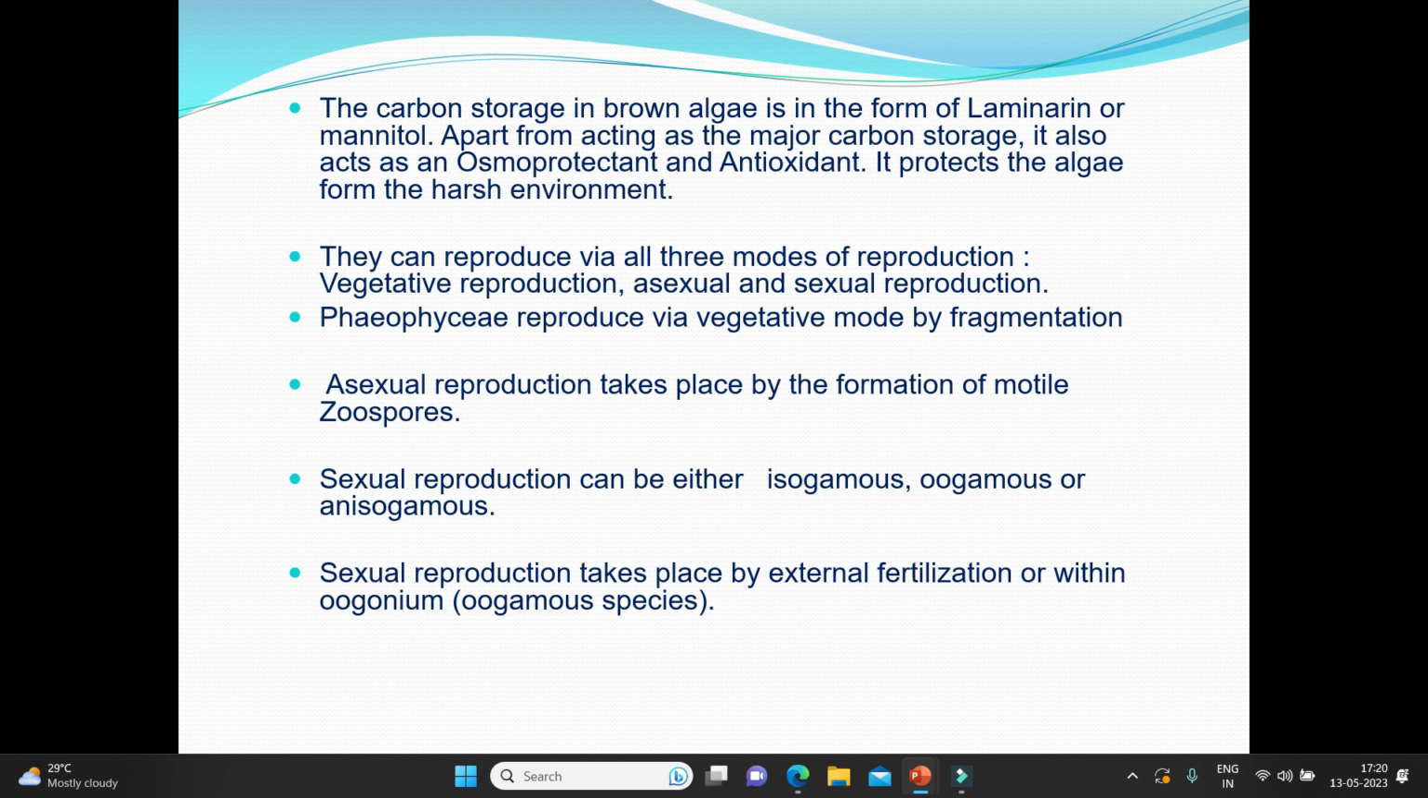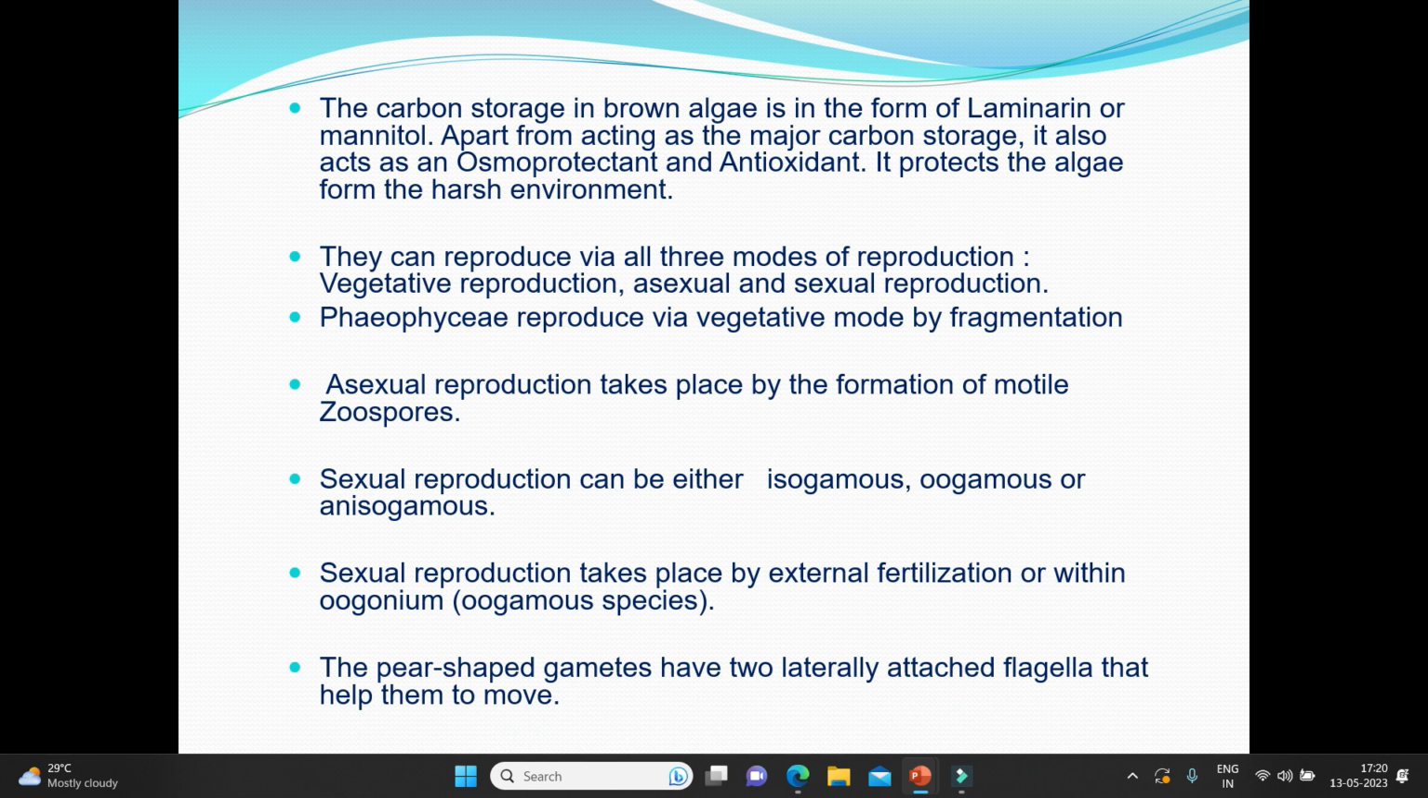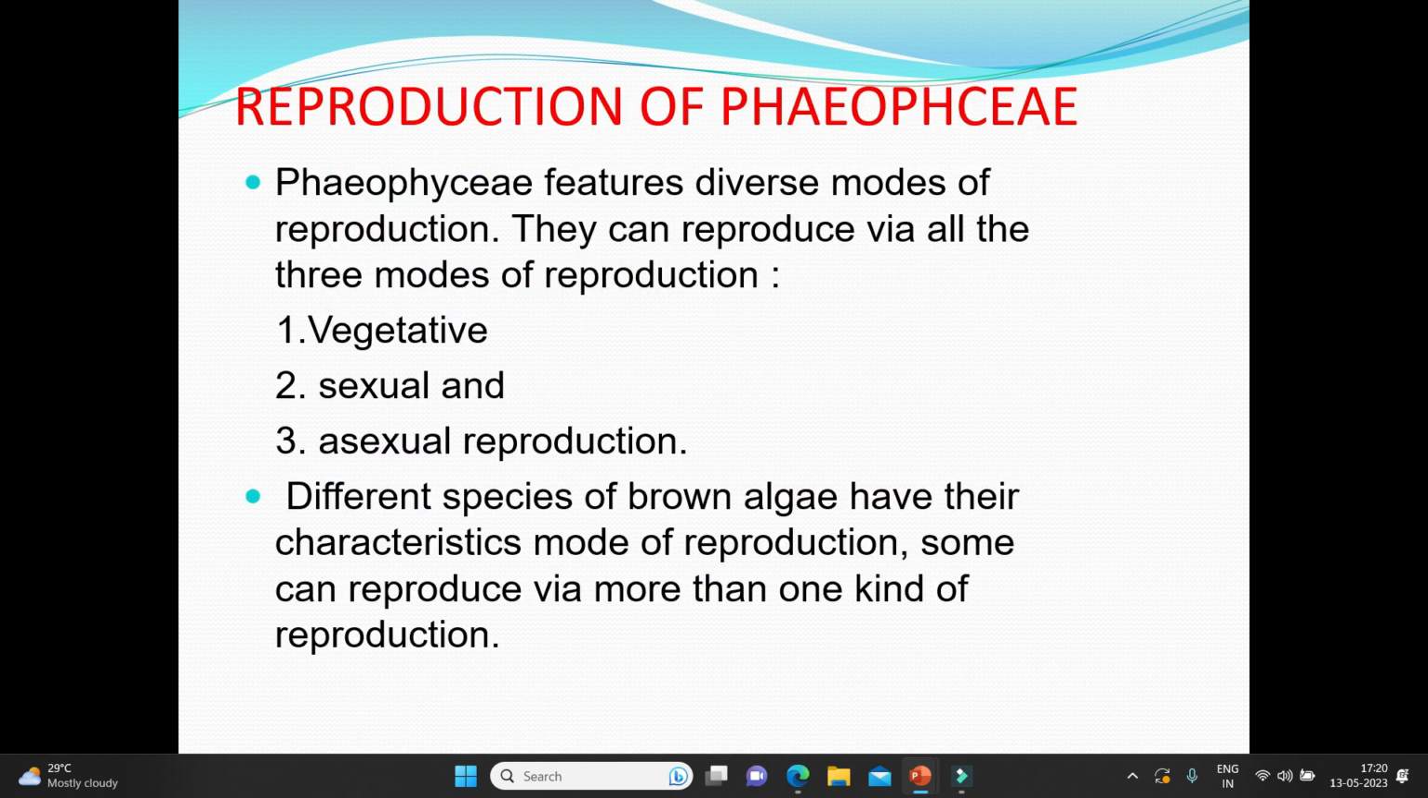They can reproduce via all three modes of reproduction: vegetative, asexual and sexual. The pear-shaped gametes have two laterally attached flagella. So next, the different species of brown algae have their characteristic modes of reproduction. Some can reproduce via more than one kind of reproduction.